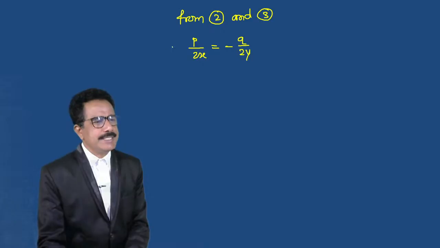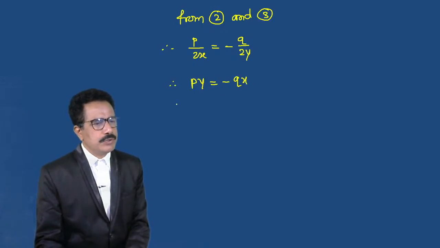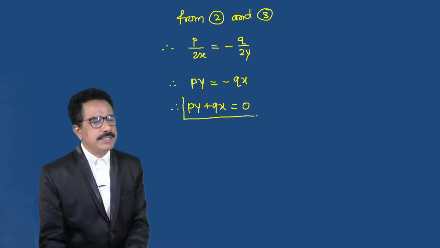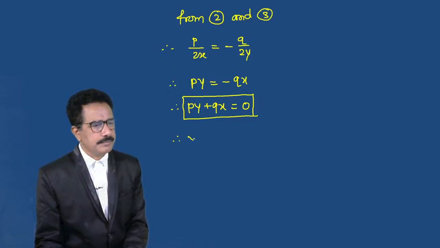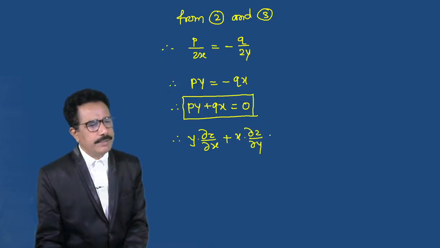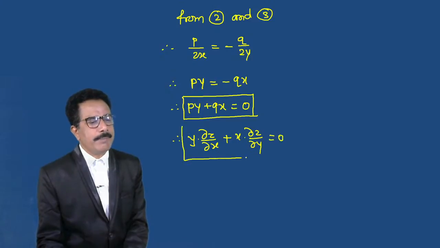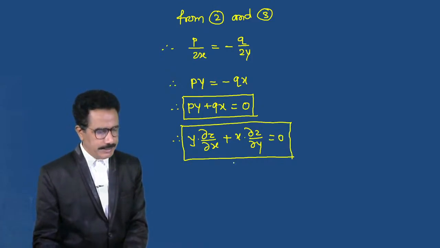These two will get cancelled. So we can write Py is equal to minus Qx. So Py plus Qx is equal to 0. This is the required partial differential equation, or we can also write y into dou z by dou x plus x into dou z by dou y, which is equal to 0. This is the required partial differential equation which satisfies here.